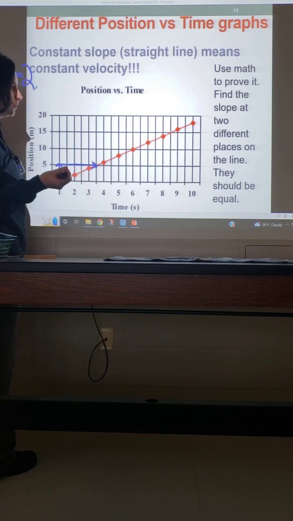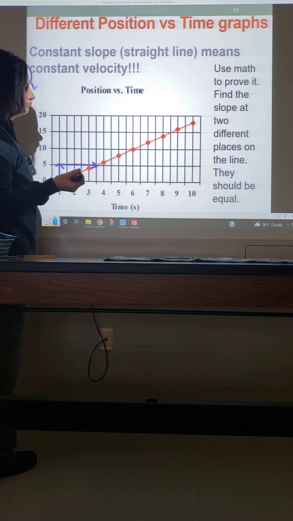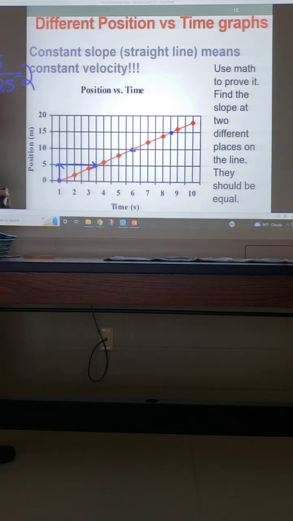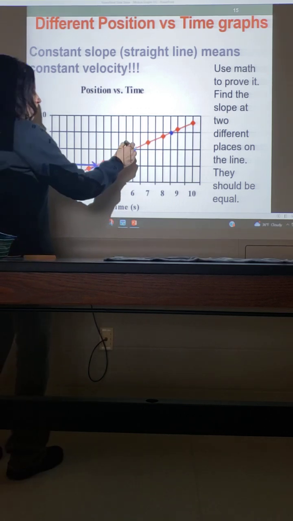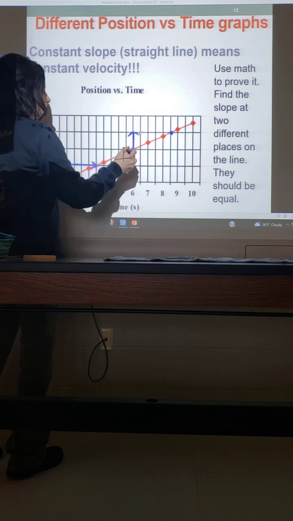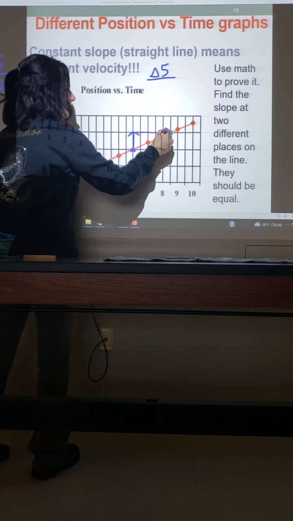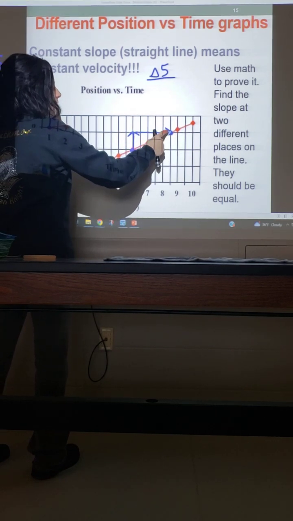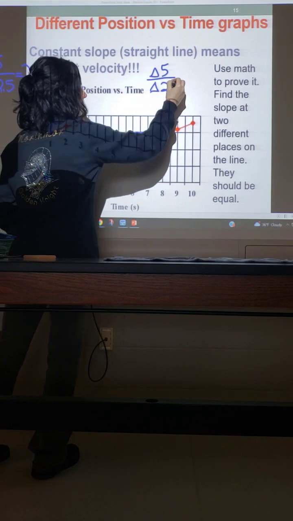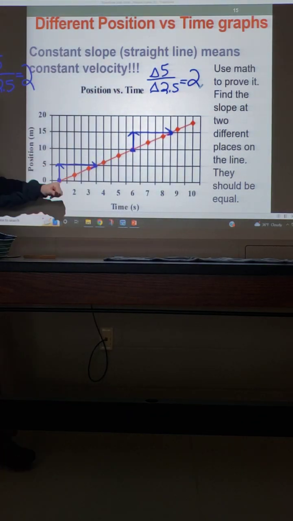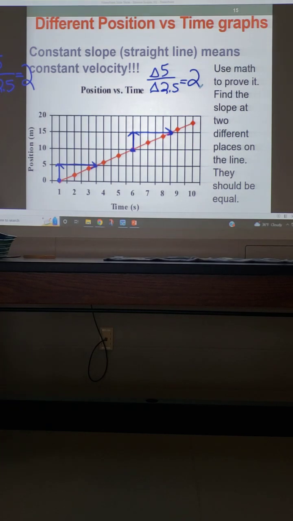So let's pick 2 more points. Here's one where it crosses both, and this looks like another. We don't really have too many options, so same thing: we're gonna go up 1, which is really a change of 5 meters, and we're gonna go over from that point 1/2, 1, 1.5, 2, 2.5, another change of 2.5, and so our slope is 2. It is 2 here, it is 2 here, proving that a straight line gives you a constant velocity or speed.